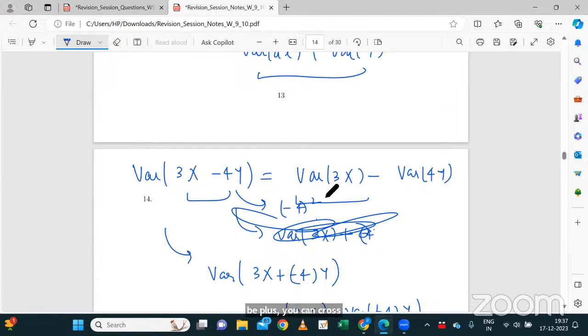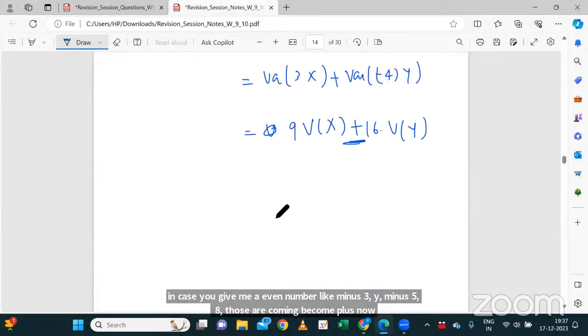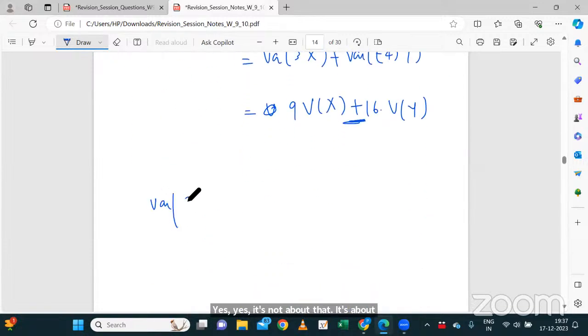Why will it not be true? If you find the variance of these two simultaneously, and just find the variance of 3x and subtract this, you will see this equality will not hold. Okay, this is not true. I'm not going to do the proof here. Even if you give me minus 3y or minus 5y, it also becomes plus. It's not about that, it's about any constant. Let's say I'm writing variance of 7 by 2x minus 5 by 3y.